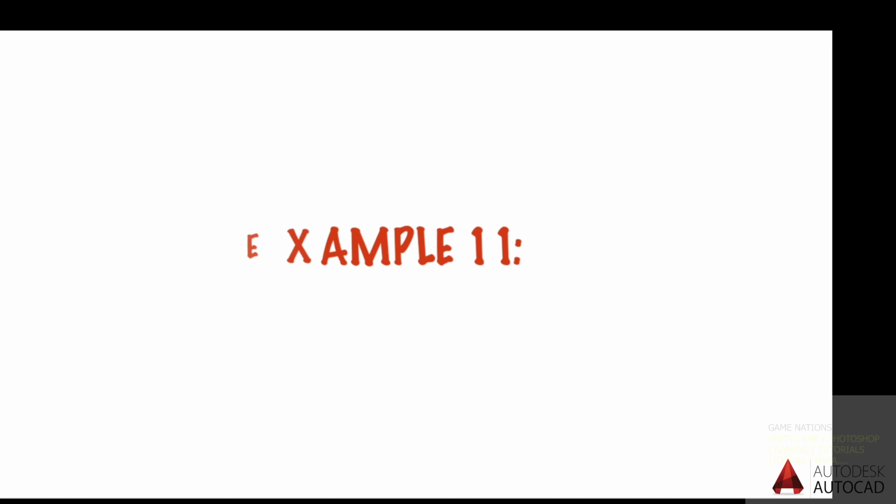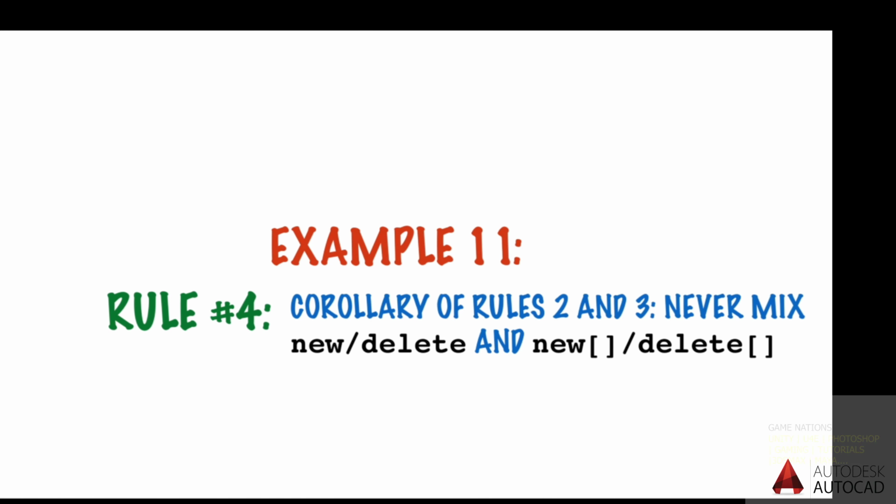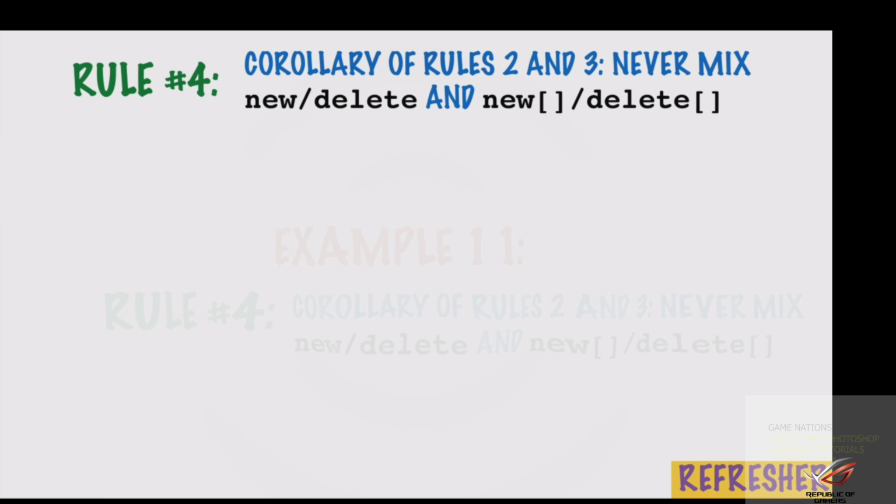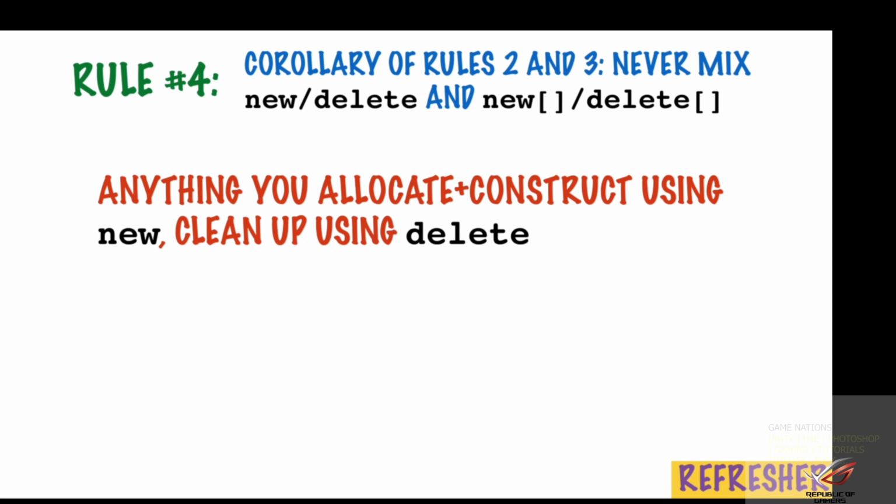On to an example showing us what happens if rule number 4 is violated. If you remember rule number 4, it basically said that when you use new without the square brackets, then you have to use delete without the square brackets in order to clean up that variable. And similarly, when you use the array new with square brackets, you should use the array delete with square brackets to clean up that variable.